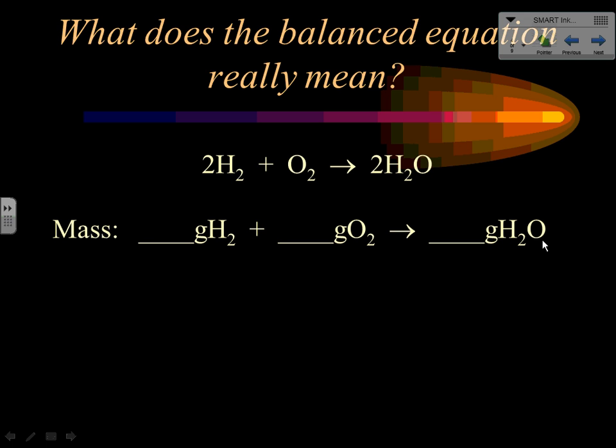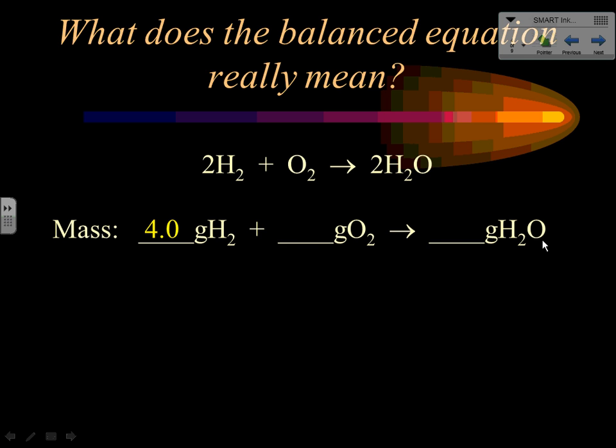Well, remember, we just said on the previous slide that this equation says 2 moles of hydrogen. Remember, H has a molar mass of 1.0, so H2 is 2.0. Well, if we have 2 moles of H2, that would be 2 times 2.0. That'd be 4.0 grams of hydrogen. So if we had 4.0 grams of hydrogen, how much oxygen will we need?